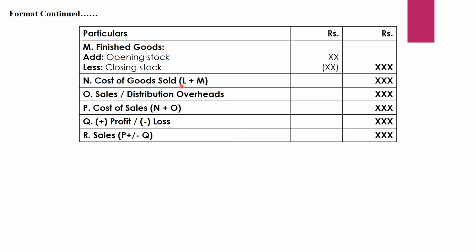The last element in the cost sheet is selling and distribution overheads, which is again added to the cost of goods sold. So if you see here P, that is cost of sales, that is N plus O. N is cost of goods sold and O is selling and distribution overheads. We add this up. And last, we decide on whatever percentage of profit we want to have from the product, and adding that we get the selling price or the sales amount of the particular product.